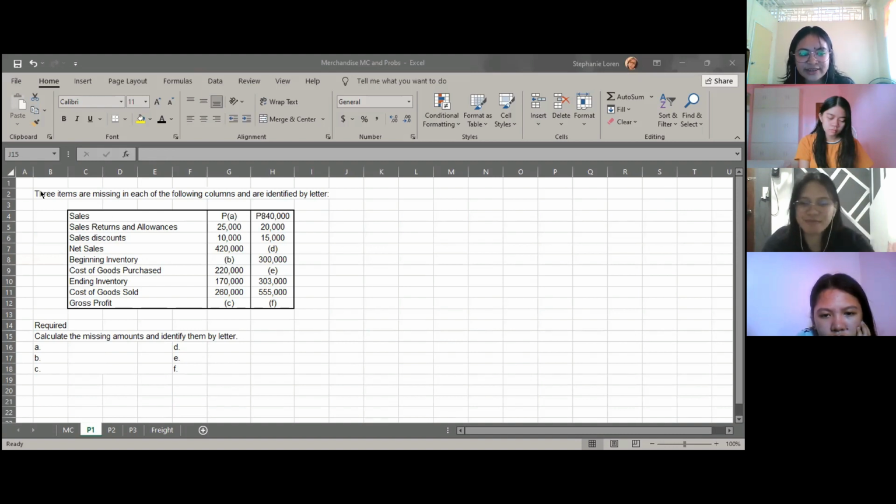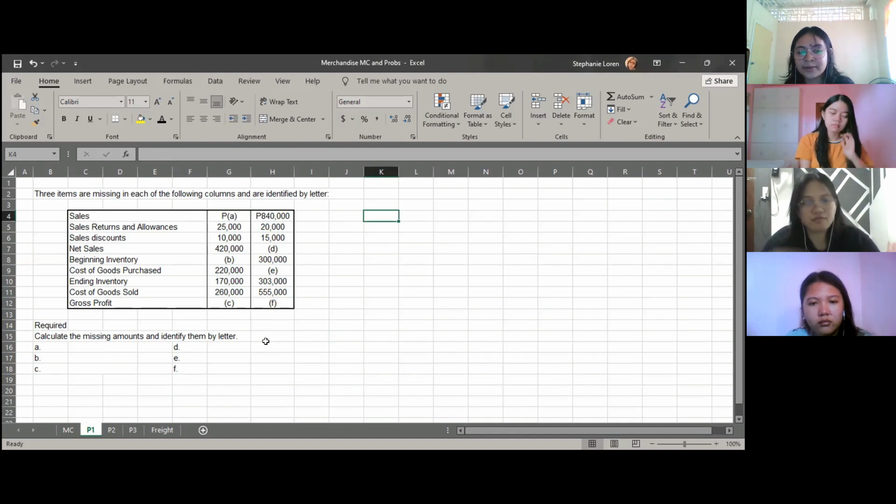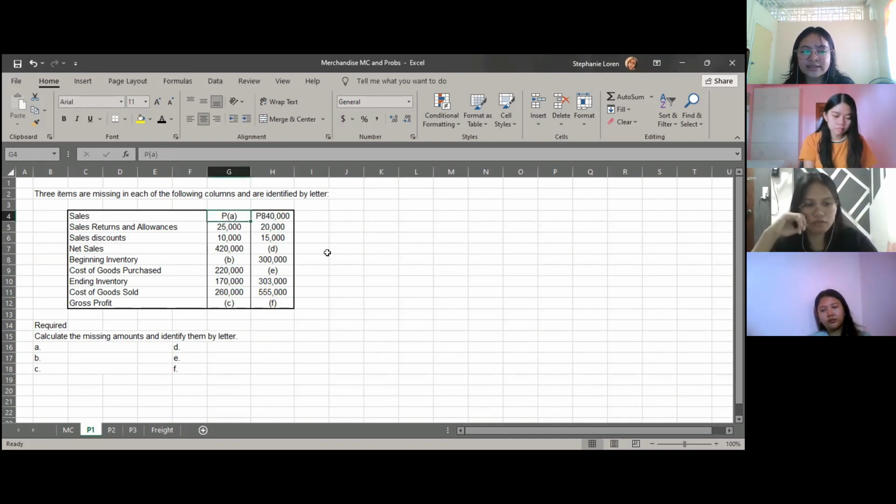Given, 3 items are missing in each of the following columns. So, this is the first column. The second column, may 3 items na missing, and they are identified by letter. So, required is to calculate the missing amounts and identify them by letter. So, let's start with A, the value of sales for the first column. Ili, what is your answer?